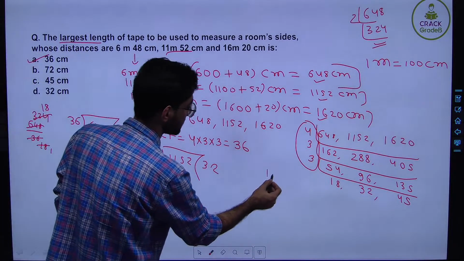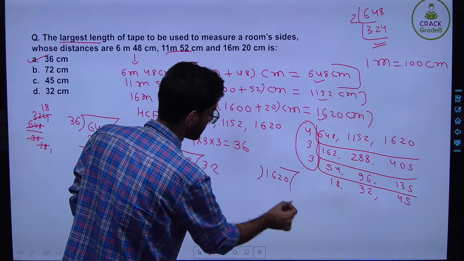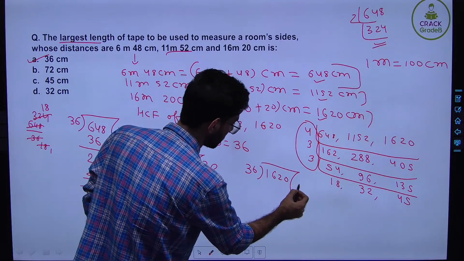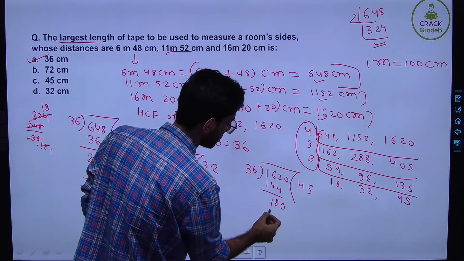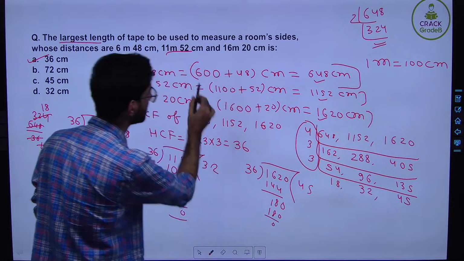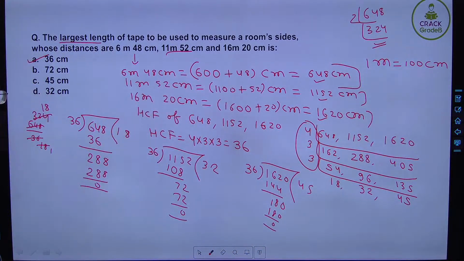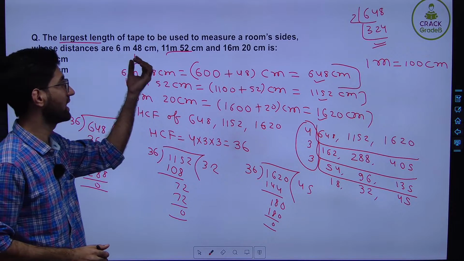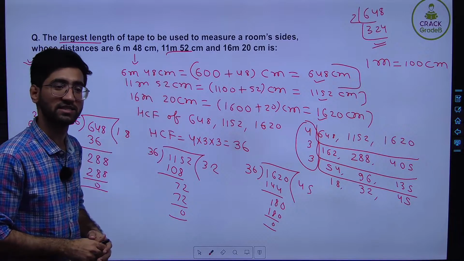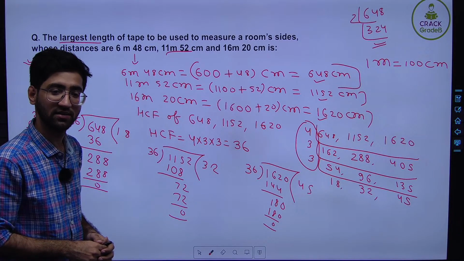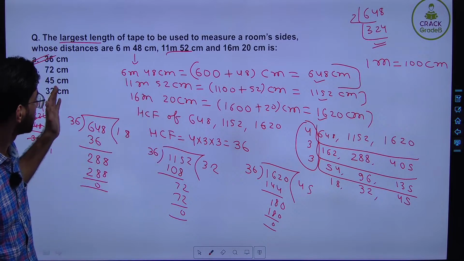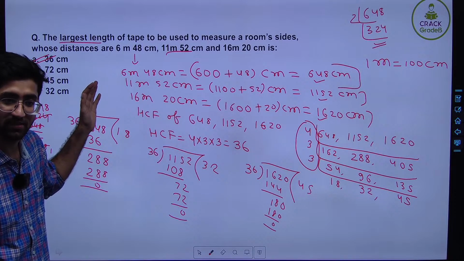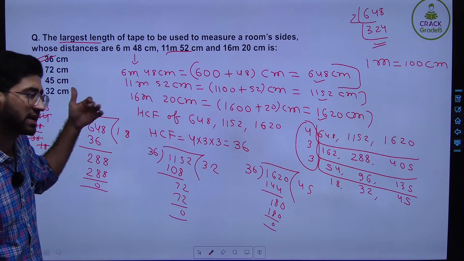Now, let us think about 1620. So, 36 into 4 is 144, then 180. See, all these numbers are divisible by 36. Means 36 is the largest length of tape that can be used to measure these distances. Right? Or obviously you will get options. So suppose if you are not able to think in this way, you should think about using options. Right? In this kind of questions you can apply.